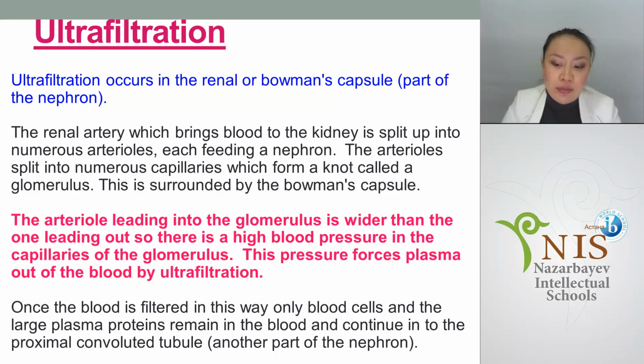The arteriole leading into the glomerulus is wider than the one leading out, so there is a high blood pressure in the capillaries of the glomerulus. This pressure forces plasma out of the blood by ultrafiltration. Once the blood is filtered in this way, only blood cells and the large plasma proteins remain in the blood and continue into the proximal convoluted tubule.